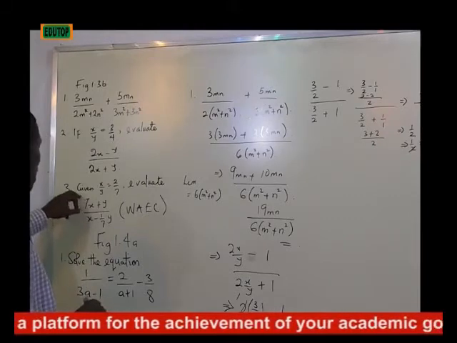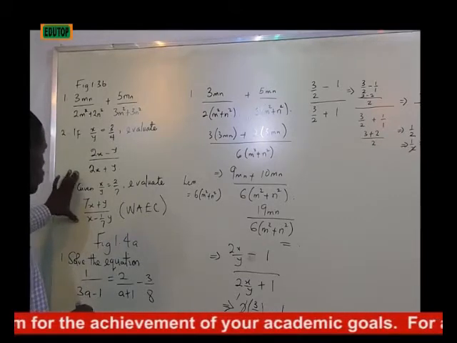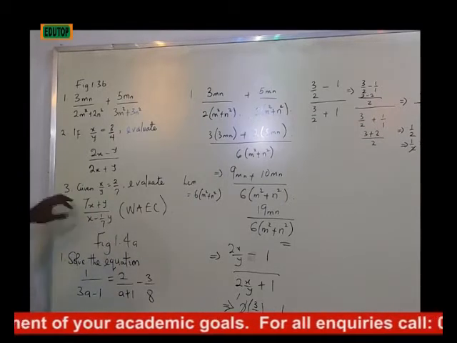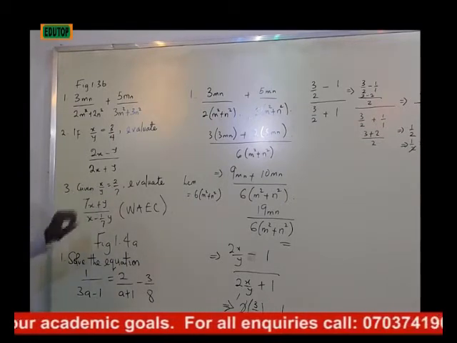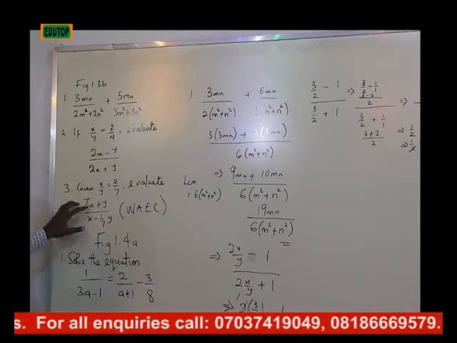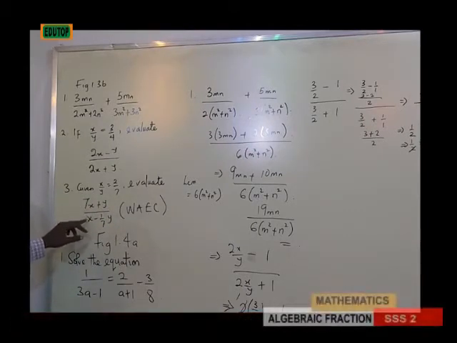Then question number 3. This one is a unique question because it's a WAEC question. It's one of the WAEC questions. Here we are given x over y is equal to 2 over 7. Evaluate 7x plus y over x minus 1 over 7y.